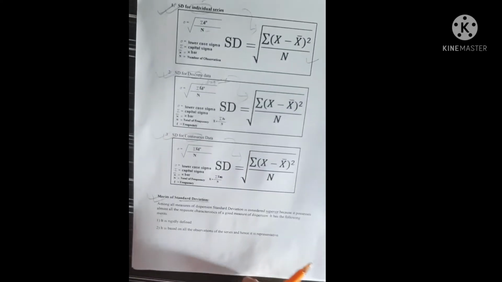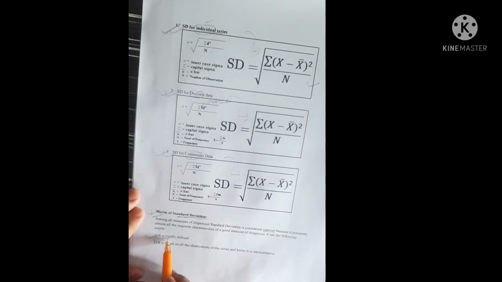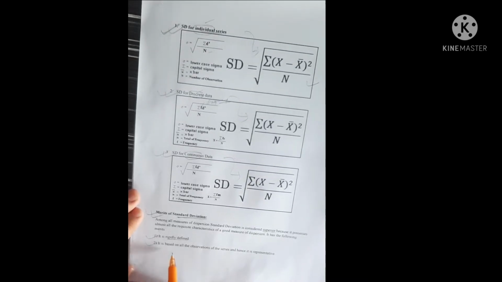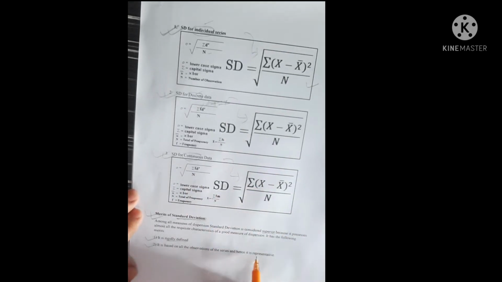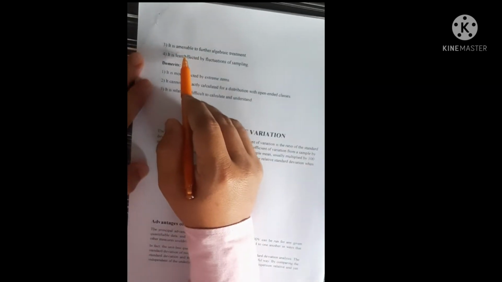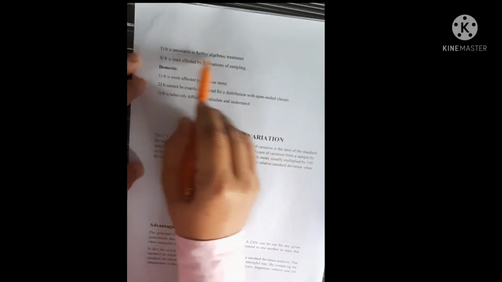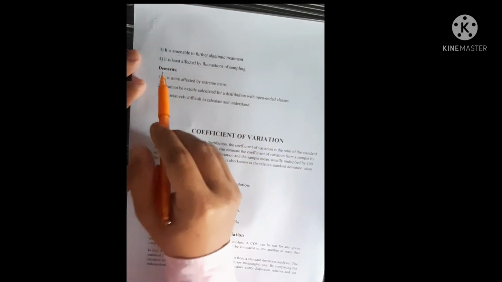Now we will have to see and calculate the merits of standard deviation. Number one, it is rigidly defined. Second, it is based on all the observations of the series, and hence it is representative. It is amenable to further algebraic treatment. It is least affected by fluctuation of sampling.